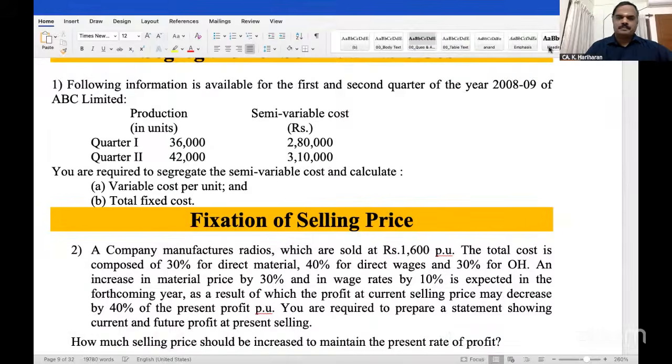Screen visible இருக்கா இல்லையா? The screen is visible. Yes, sir. Yes, sir.